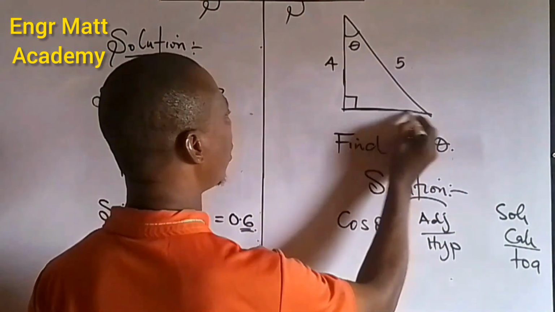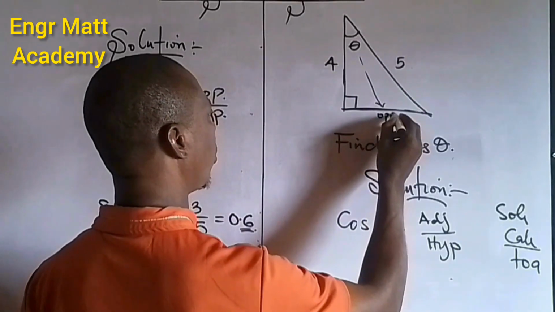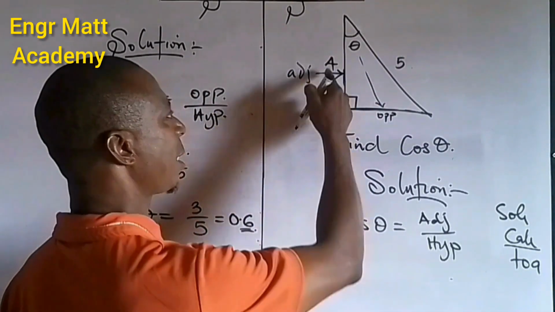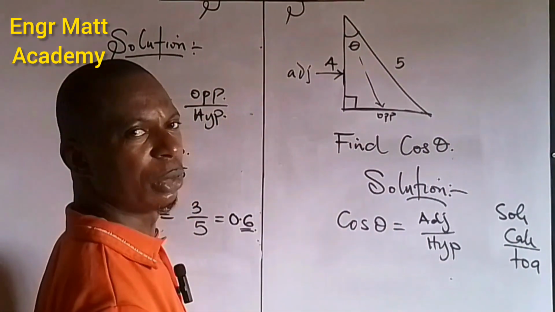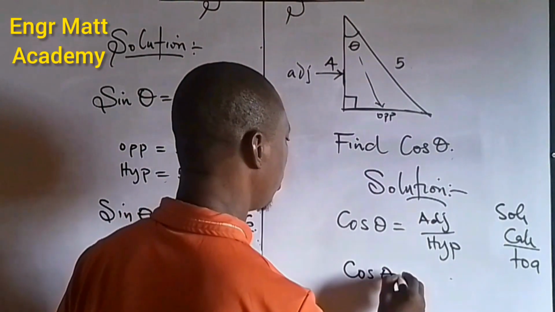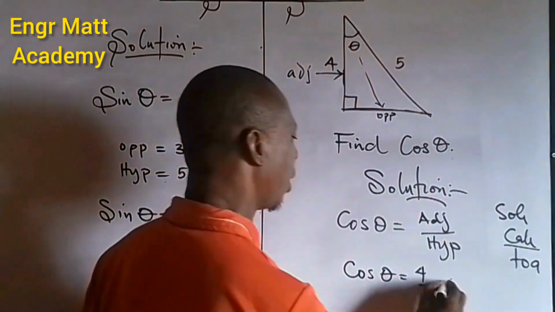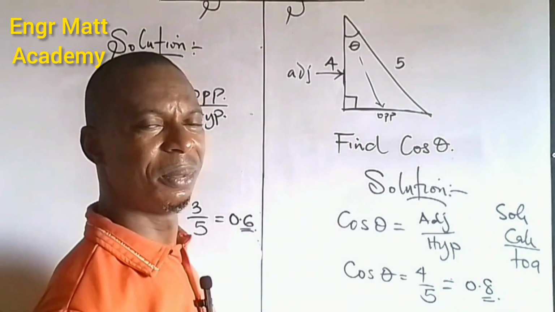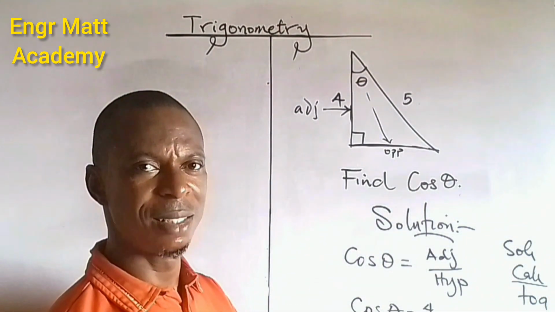This side, the side theta is facing, is the opposite. So this side becomes the adjacent, and the adjacent is 4. The longest side is always the hypotenuse, which is 5. So cos theta is equal to 4 over 5. You can go a step further to say 0.8. Simple. What about if we are asked to find tan theta?